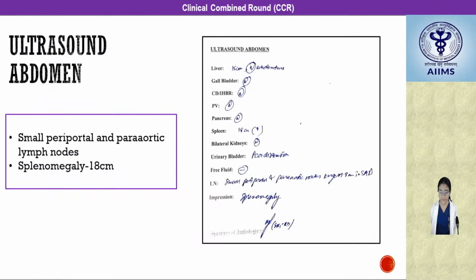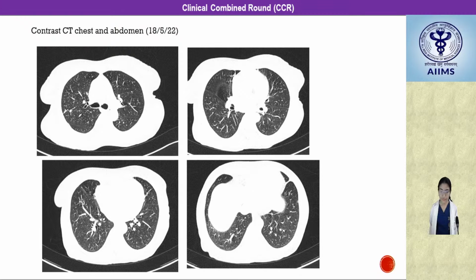Further, on the ultrasound abdomen, we found that she had small periportal and para-aortic lymph nodes with an 18 centimeter spleen. For further radiological images, I'd like to call.